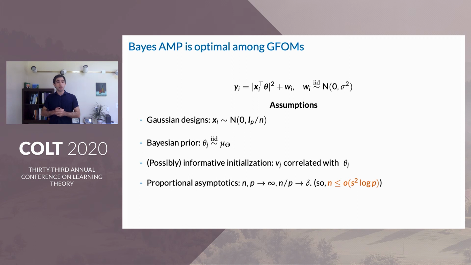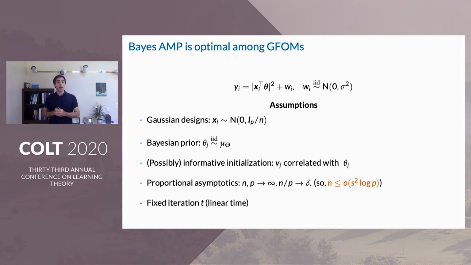Our results apply in a proportional asymptotics in which the sample size and the number of unknown parameters both diverge to infinity, and their ratio converges to a fixed constant delta. I should remark that the proportional asymptotics is a regime in which the sample size is always less than quadratic in the sparsity, so our results probe a certain portion of the conjectured hard regime in sparse phase retrieval.